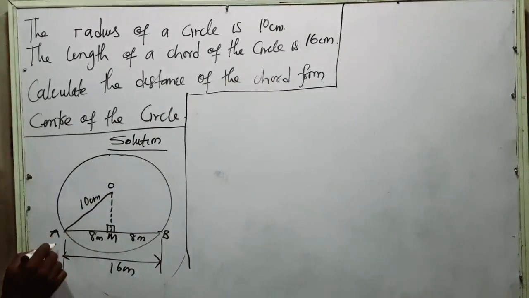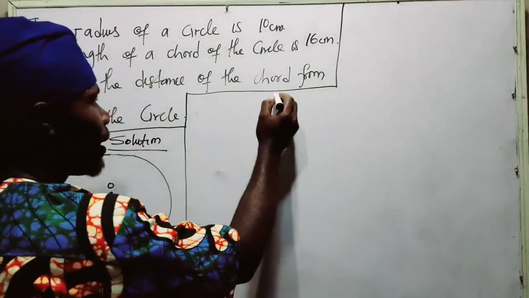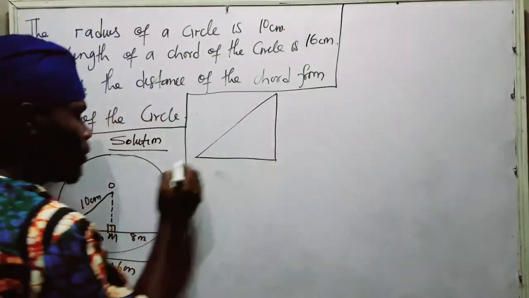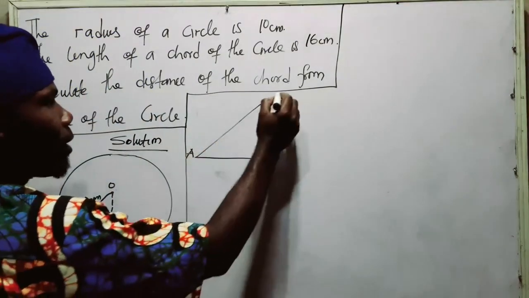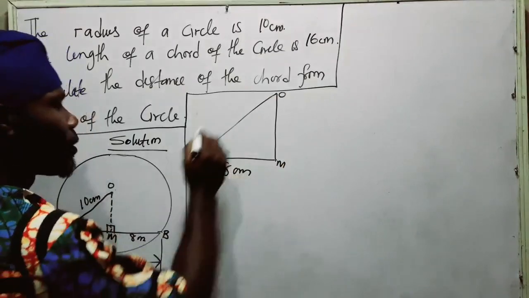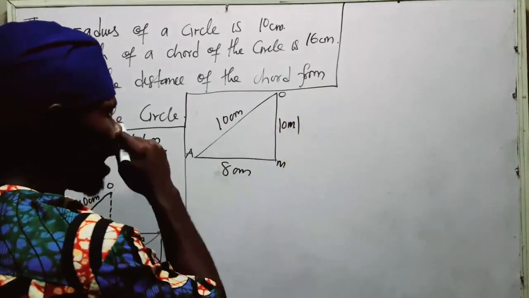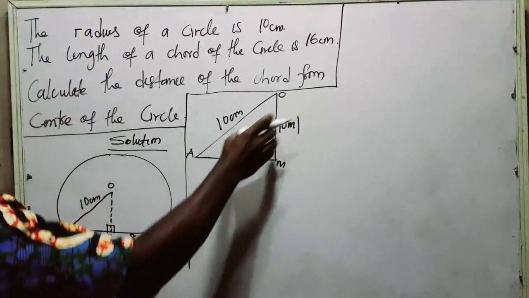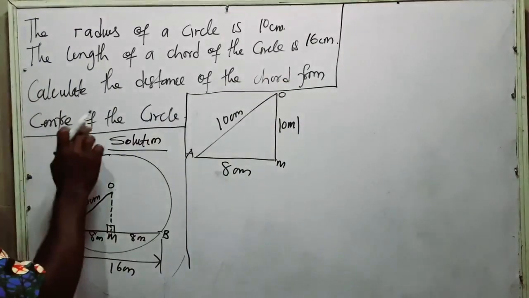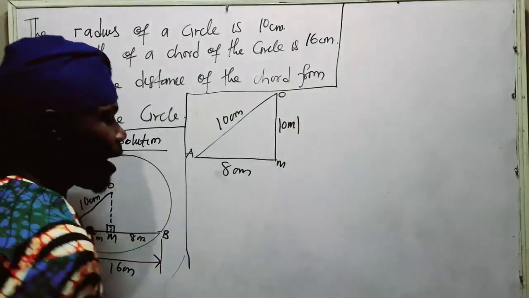So let's consider triangle AOM. So let's draw it again. So this is the triangle AOM. We have been given here to be 8 centimeter, here to be 10 centimeter. This is line OM. And line OM symbolizes the distance of the chord from the center of the circle. So this is OM.